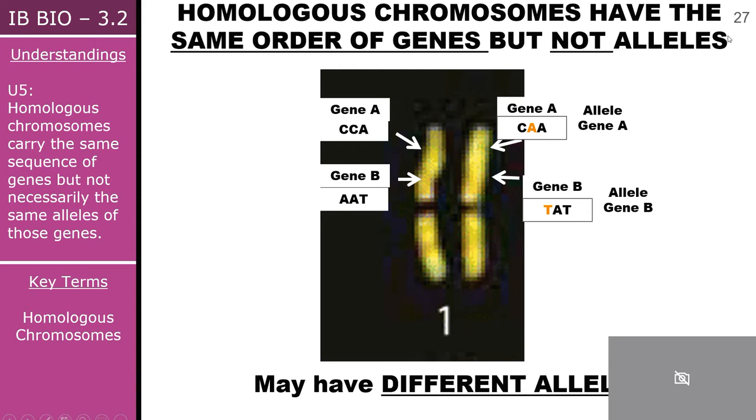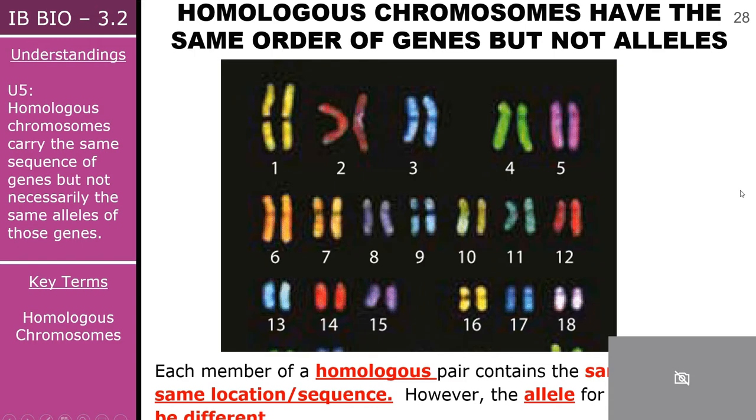So know that homologous chromosomes have the same order and set of genes, but the alleles of those genes might be different. Okay? So for your notes, know that each member of a homologous pair contains the same genes in the same location, the same sequence, the same order, but the allele of that gene might be different between them. So again, if I have genes H through, I don't know, M on this chromosome, they're going to be also on here. Genes H through M are going to exist on chromosome 7, but in the same order, same location, but they might be different alleles. Okay?